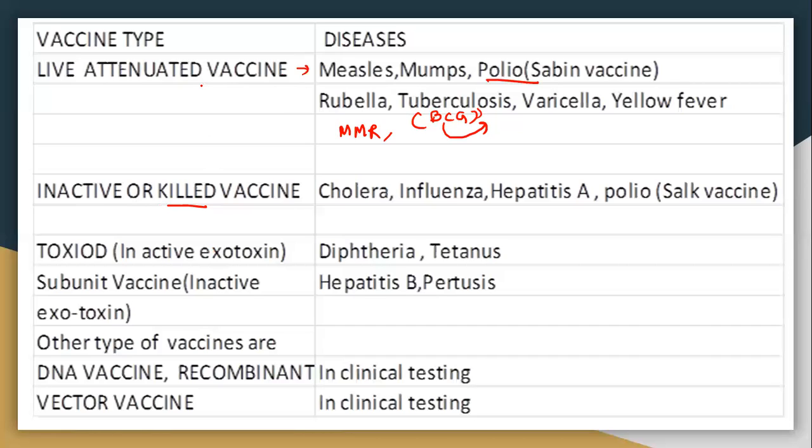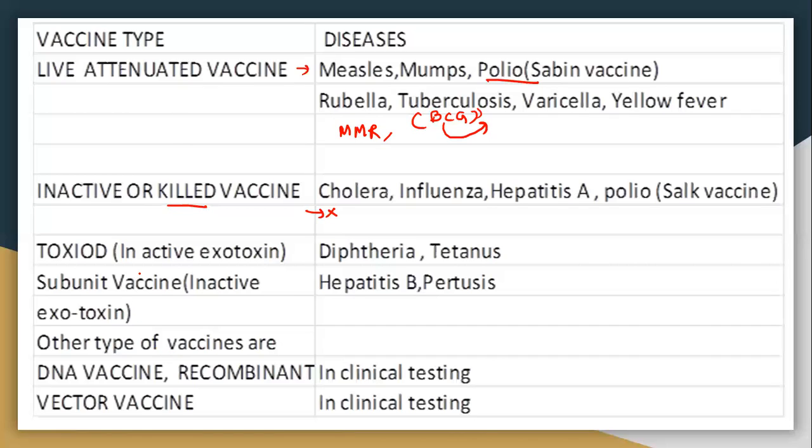Now in the case of inactivated or killed vaccines, the pathogen is treated with formaldehyde or different types of stress conditions, and then we develop the inactivated or killed vaccine. Cholera, influenza, hepatitis A and polio Salk vaccines are inactivated or killed vaccines. The advantage is that there is no chance of developing the disease after taking the vaccine. The disadvantage is that there is a less immune response, or it takes time to develop the immune response, so booster doses are needed for developing immunity, right?